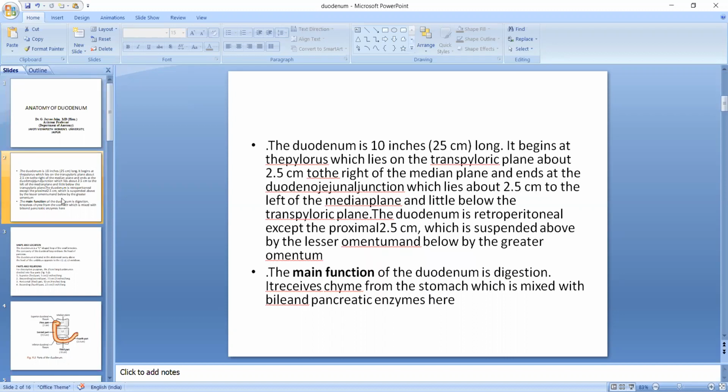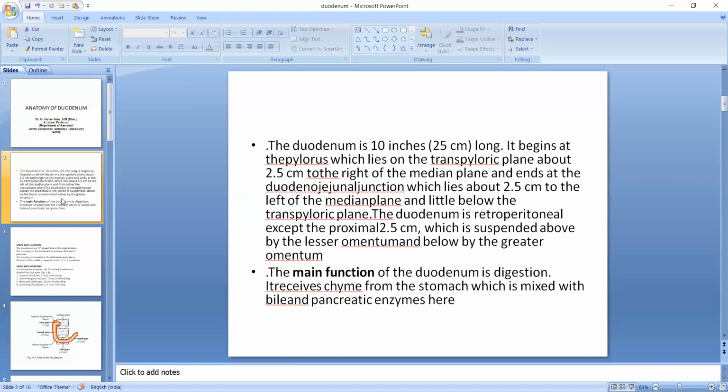The duodenum is 10 inches long. It begins at the pylorus, which lies on the transpyloric plane about 2.5 centimeters to the right of the median plane, and ends at the duodenojejunal junction, which lies about 2.5 centimeters to the left of the median plane and a little below the transpyloric plane.